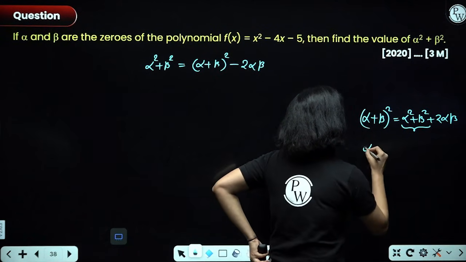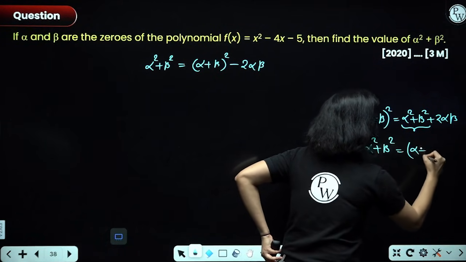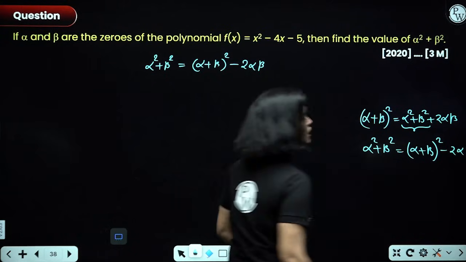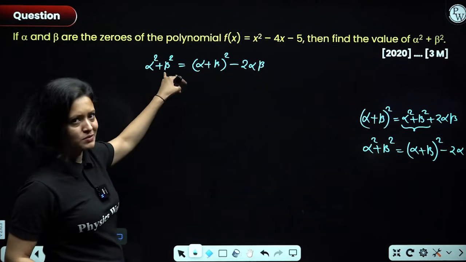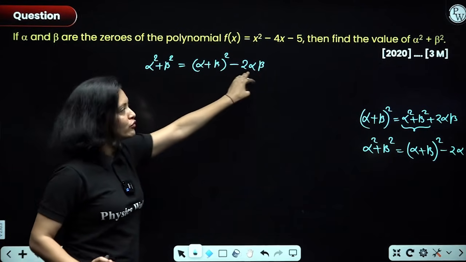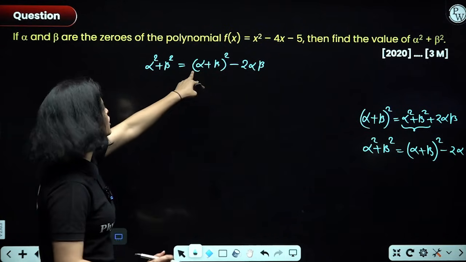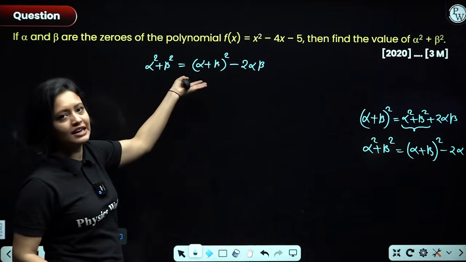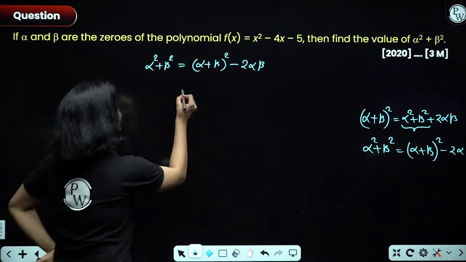Alpha square plus beta square is equal to alpha plus beta whole square minus 2 alpha beta. Cool, everyone? Now you have to figure out alpha square plus beta square. If you figure this out, you will have this. Can you figure this out? Very easily, because you know alpha plus beta, the sum of zeros, and you know the relationship. You know alpha beta, right? So let's write everything down.